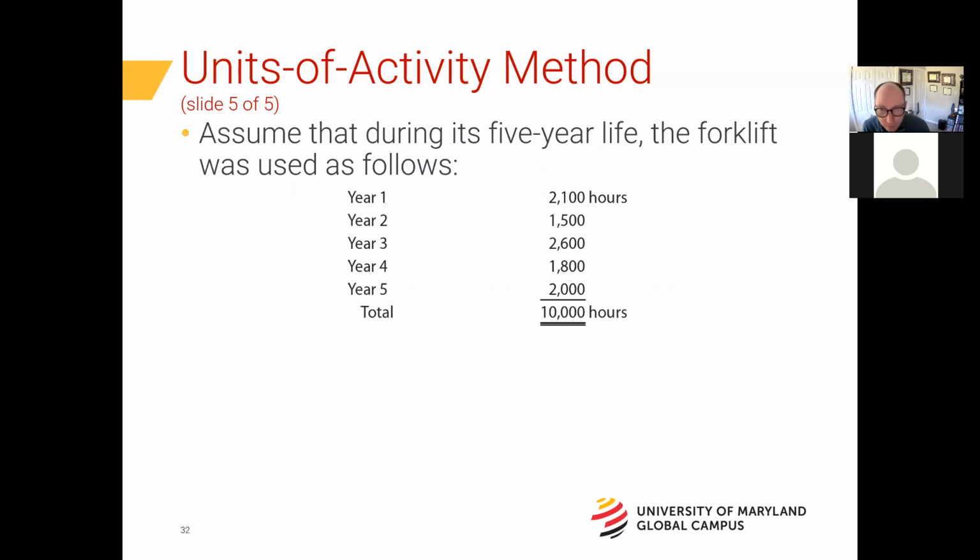Now we assume the following information. In year 1, we used it for 2,100 hours. Year 2, I plan to use it for 1,500. Year 3, 2,600. Year 4, 1,800. And year 5, 2,000 hours. That gives me a total of the useful life, 10,000 hours.